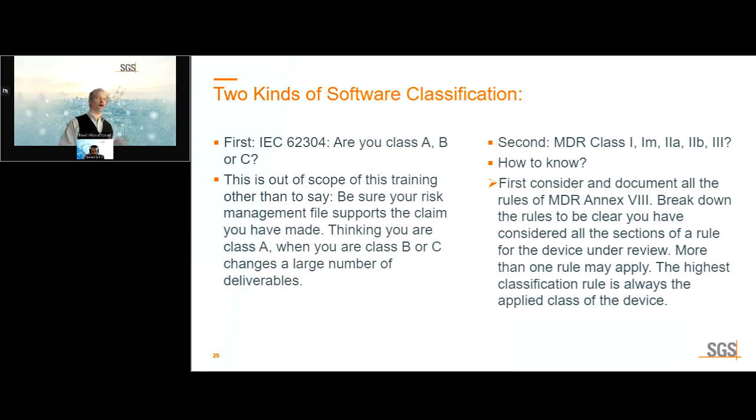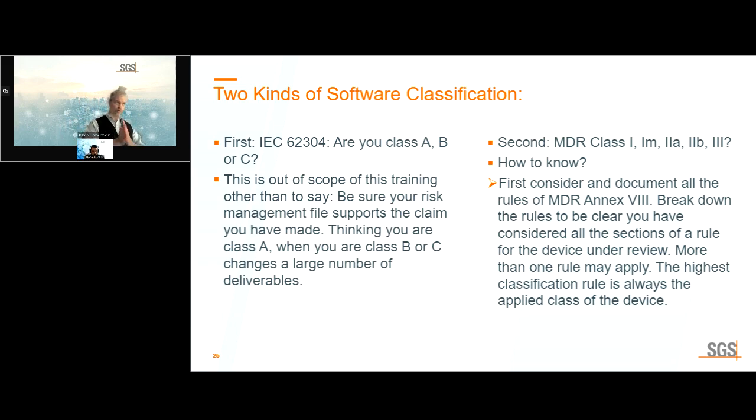Why is it a big deal? If you think you're class B, but you're actually class C, that's not the biggest deal. Some extra documentation is required, but it's not the end of the world. If you think you're class A, but you are class B or C, it is a large number of deliverables that change. So look very carefully at your risk management file and your claimed classification.